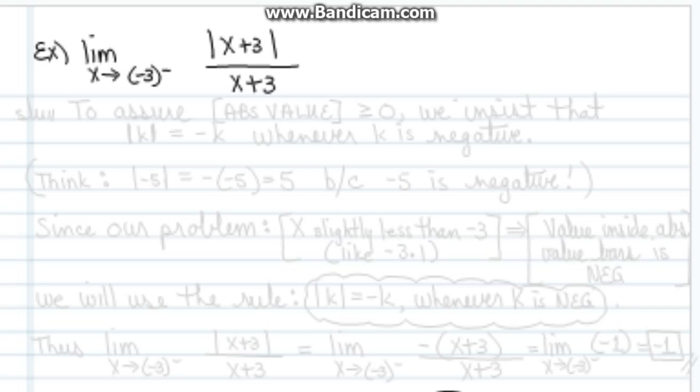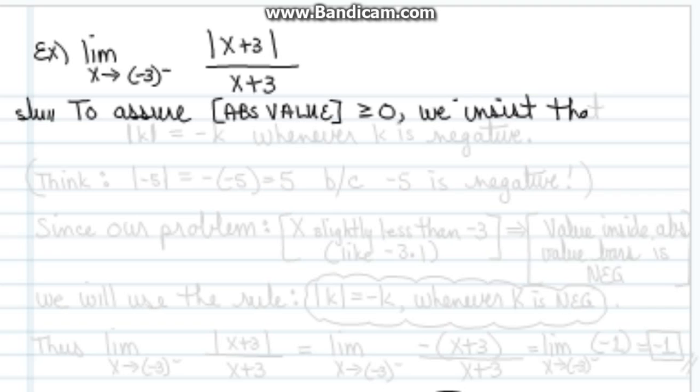They have this part of the definition. It assures that the absolute value will always be greater than or equal to 0. So in general, for the absolute value to be greater than or equal to 0, we must insist that the absolute value of some number k be equal to negative of k whenever k is a negative number. So when the trash inside the absolute value bars is negative, you have to say that the absolute value of that trash is equal to the opposite of that k.